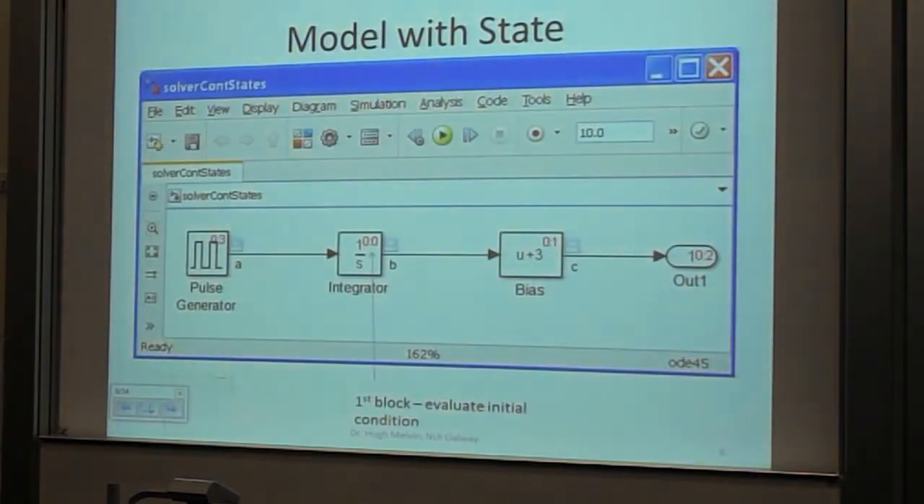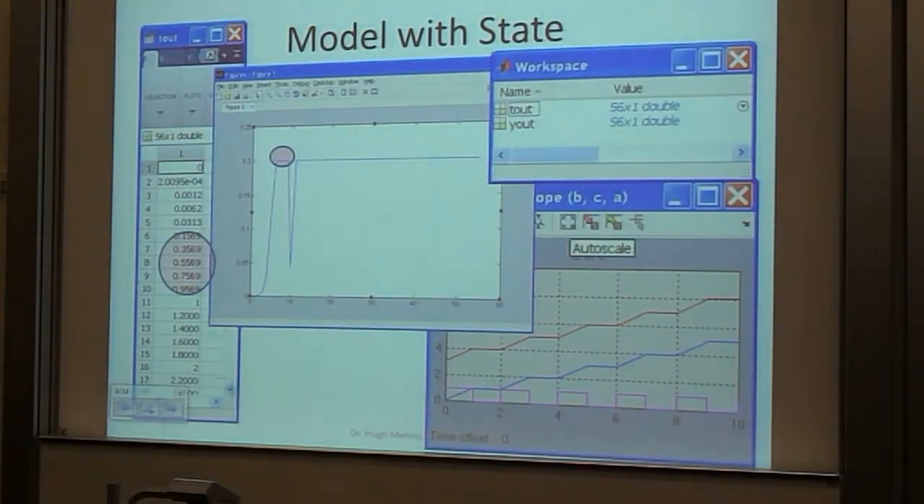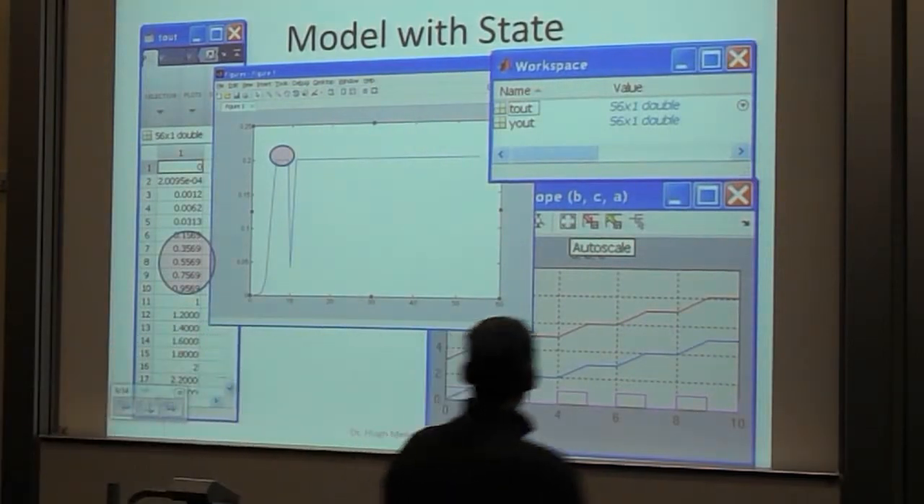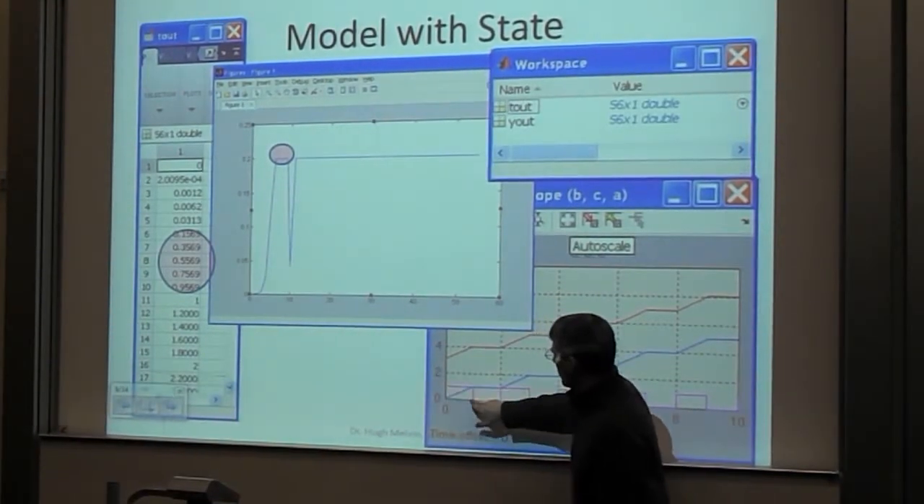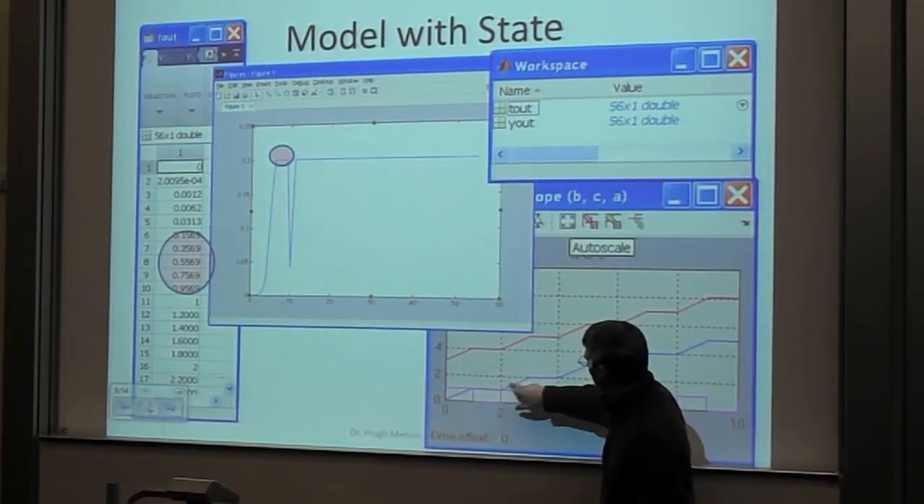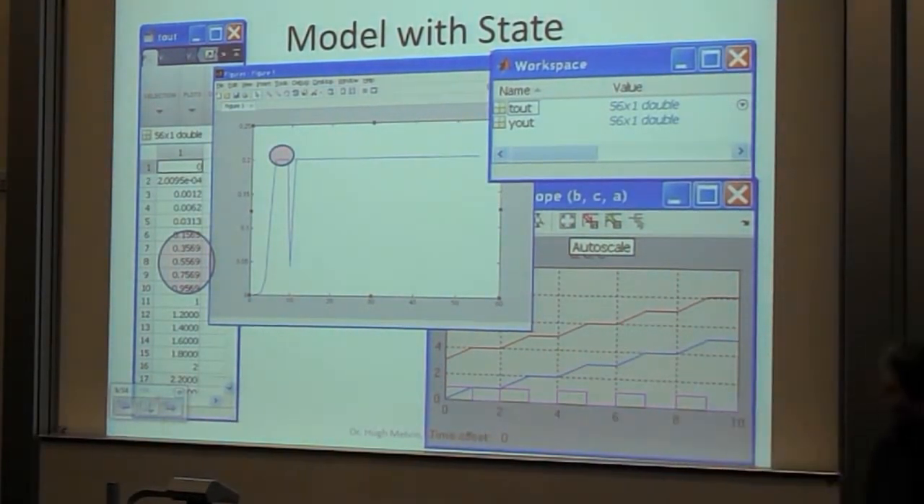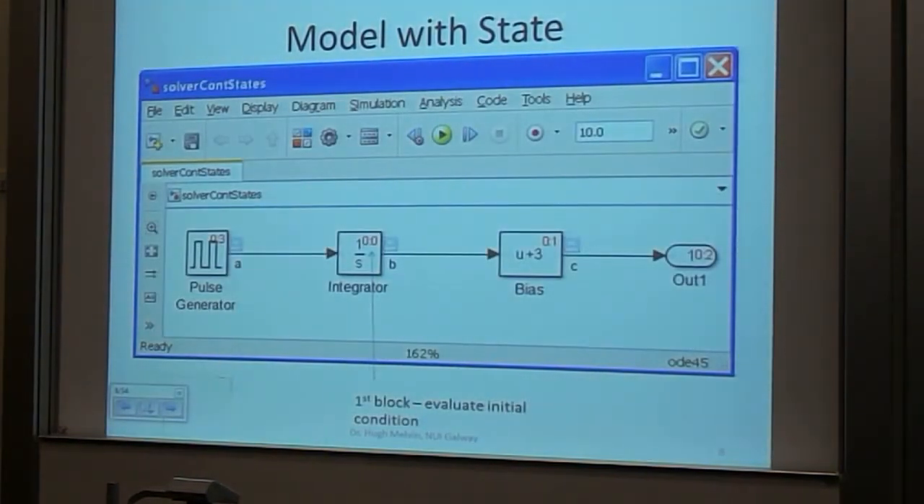Because you've got an integrator and a pulse generator, Simulink says, right, hold on a minute, we're getting these very sudden changes. Let's have a look at them more closely. And that's why you get this dip, and that's why you get the variable steps at the start as well. And obviously here we have what you'd expect. Here's your pulse, there's the integral of the pulse, and that's just the bias added on. So again, this is what's running in the background every time we press run.